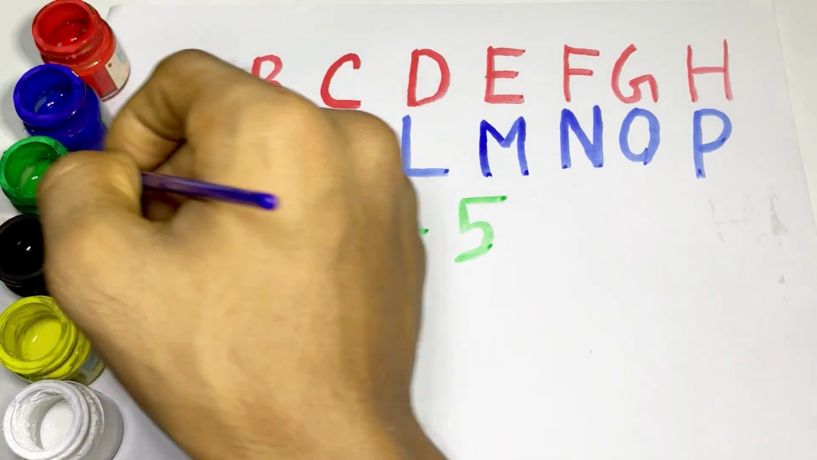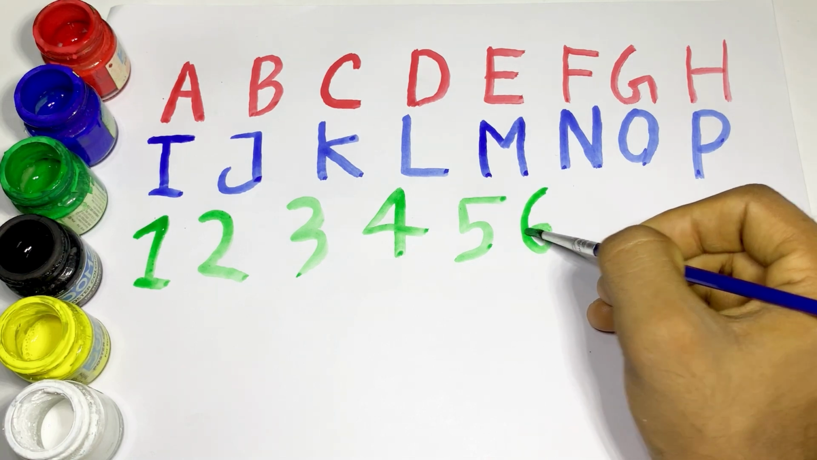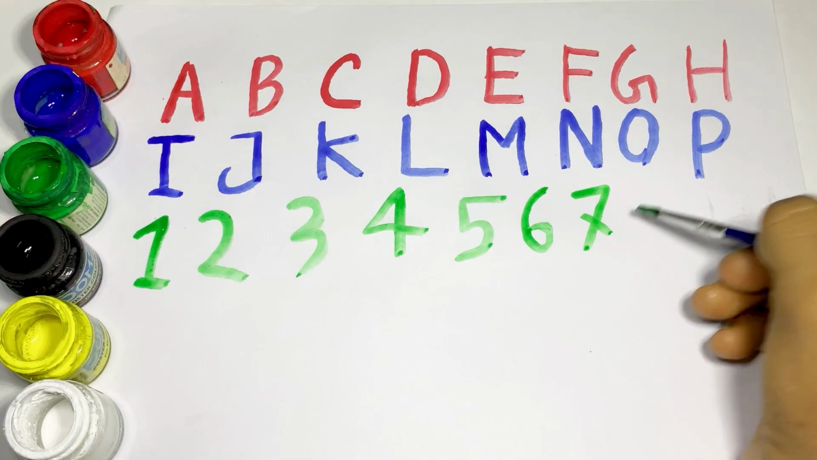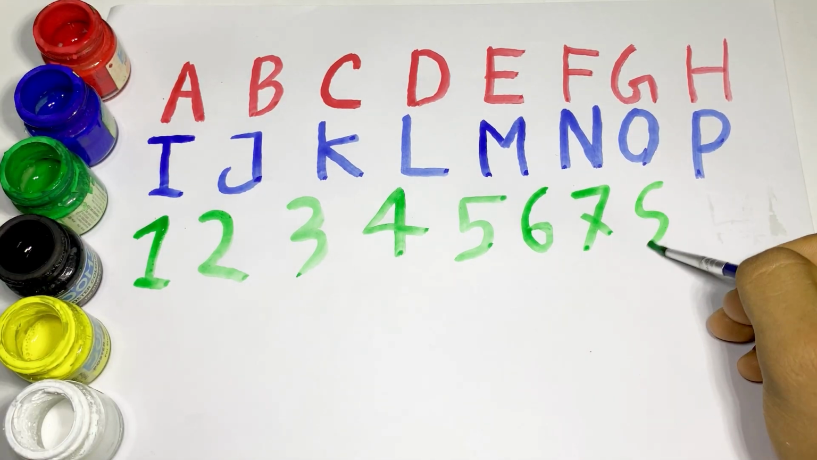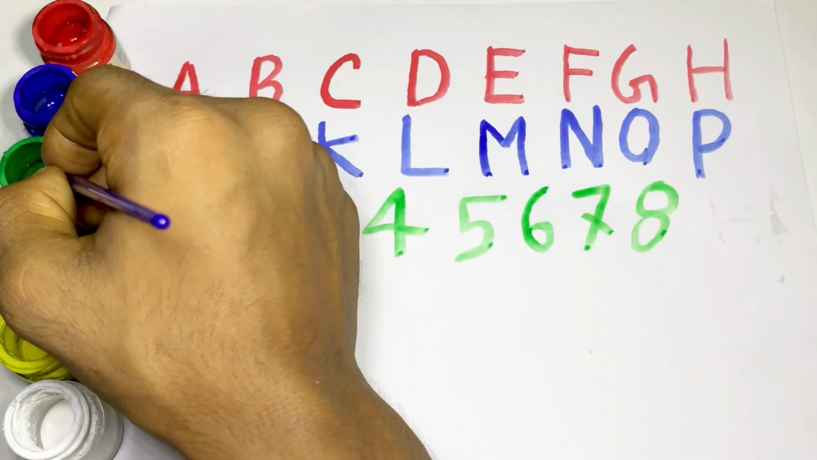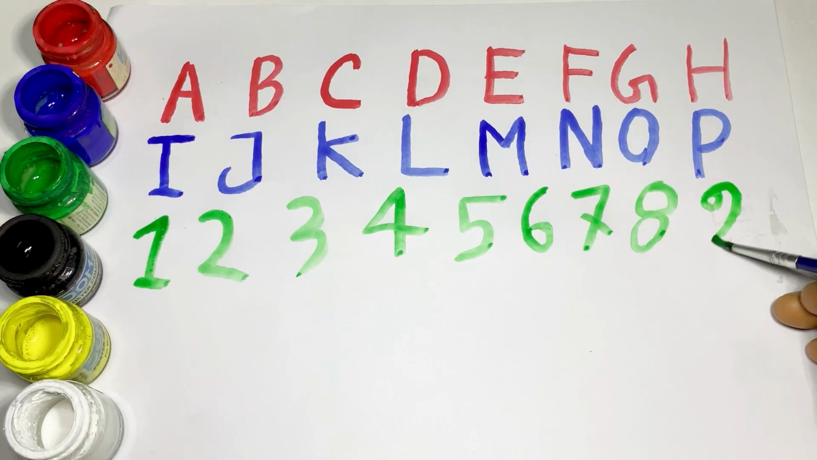Kids, again use green color and draw. 6, S I X, 6. 7, S E V E N, 7. 8, E I G H T, 8. Kids, again use green color and draw. 9, N I N E, 9.